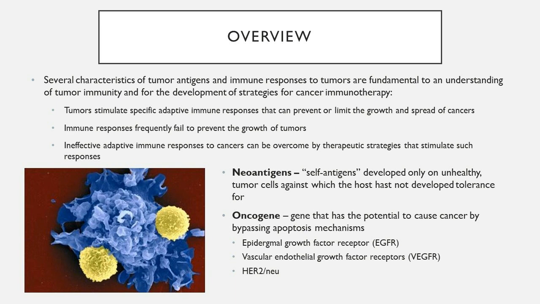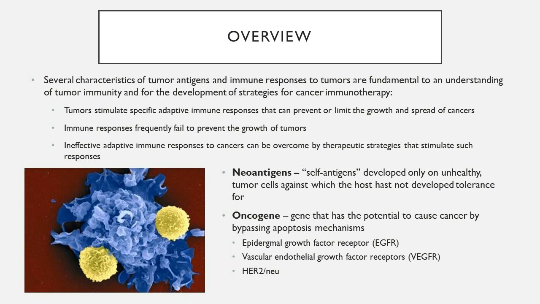The first one being neoantigens, which are, in theory, self-antigens that develop only on unhealthy tumor cells. And what's important about this is that they develop later on in life, in or past the peripheral lymphoid tissues, so our body has not developed tolerance against them. So yes, despite the fact that they are self-antigens, there are no tolerance mechanisms to them, which is why the immune system can fight against them and why we want it to fight against them as well.